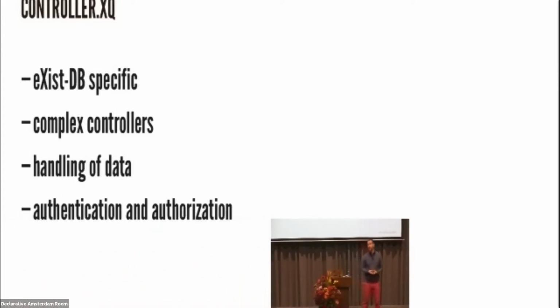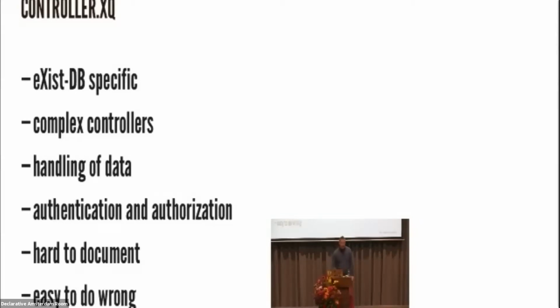Authentication and authorization are left to the user to implement, and there's some information available, but not much on how to do that correctly. And it's also hard to document. So if you have your controller, your application, what are my endpoints? How do I communicate that information to users of my application? And it's also easy to do wrong.